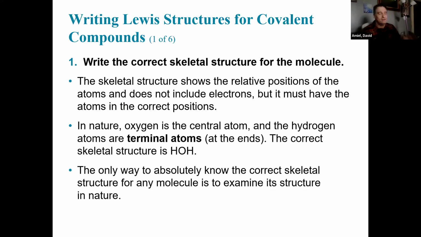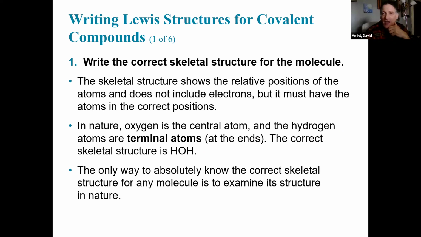So here are the steps for writing Lewis structures. First, you write the skeletal structure. The skeletal structure shows you the arrangement of the atoms. This one is the central atom, this one goes on this side, this one goes on the other side. The skeletal structure does not include electrons, but has the atoms in their correct positions. In this class, the correct positions in the skeletal structure will be given to you.